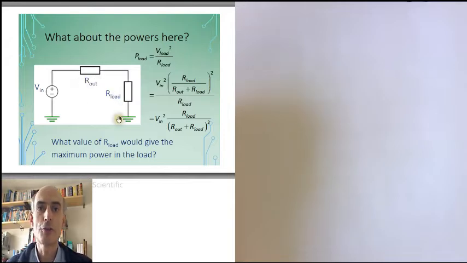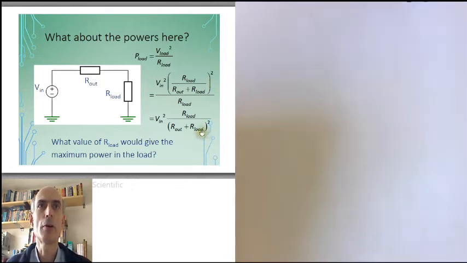You can analyze this in several ways. You could notice that it's a potential divider, for example, and therefore that the voltage across the load here was Vin times R load divided by R load plus R out. And then use the formula for the power in a resistor. The power is the voltage squared divided by the load, and you would get this result here.